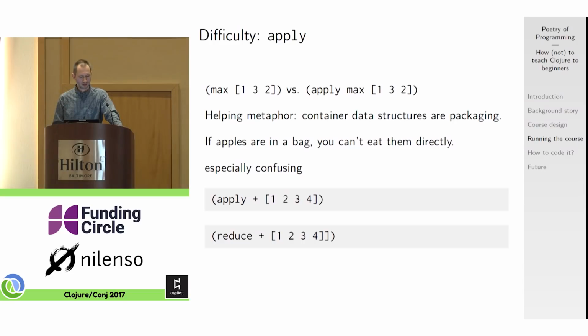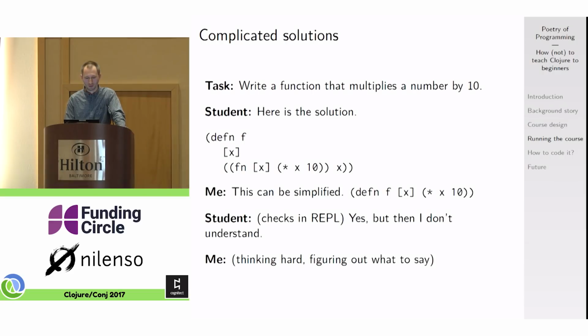But it's especially confusing. Addition is a very nice case, so apply and reduce seem to be doing the same thing. I also vaguely remember that I had a slight problem with apply when I learned Clojure, but I don't remember exactly what. So I still don't have a clear answer why apply seems to be a difficult one. Okay, so here's an example of a complicated solution. Often they come up with a very complicated solution, and you think it's a lot more difficult to do it that way.